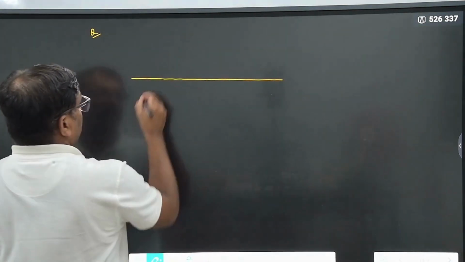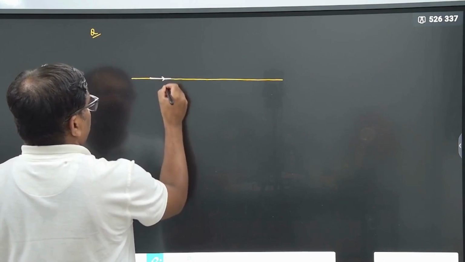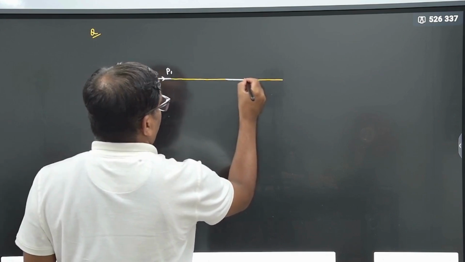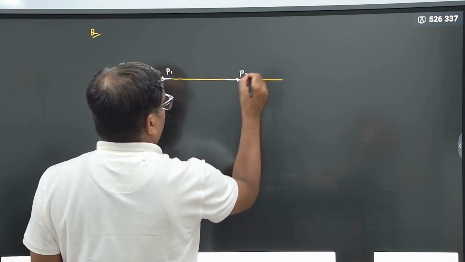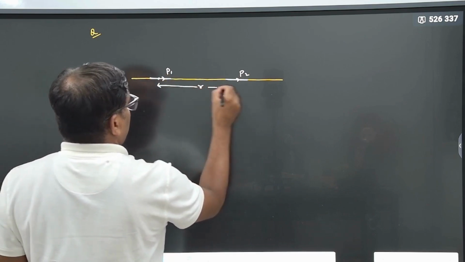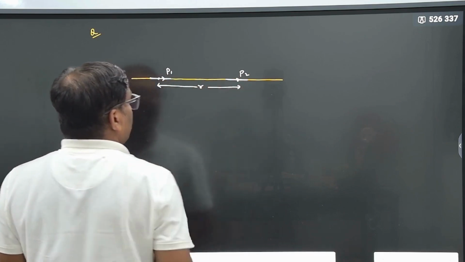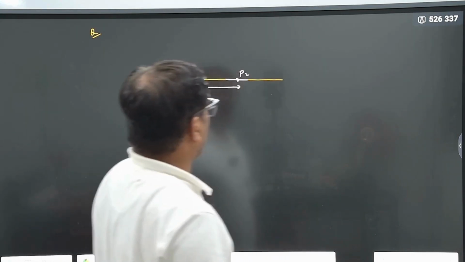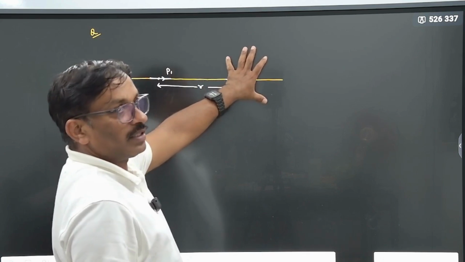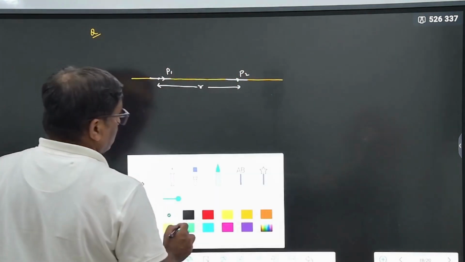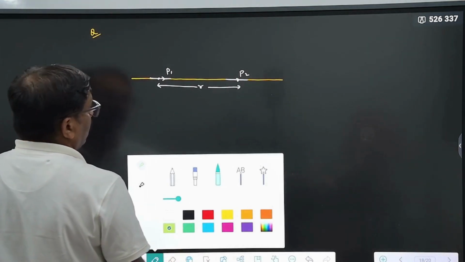Here there is one short dipole P1, and another dipole, which will be the P2 dipole moment. The distance between the centers is given as r, clear. This is nothing but a dipole-dipole interaction. So we want to calculate what will be the force acting on the second dipole due to the first dipole. How do we calculate it?